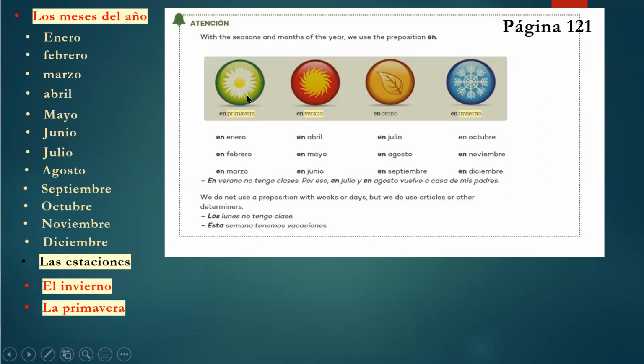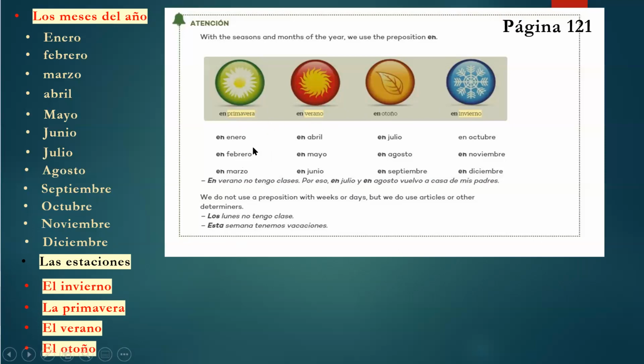Then we go back here. I guess because I'm Canadian, I tend to refer to winter first. But anyway, so invierno. Then we have primavera, spring, primavera. I like that word, primavera. Then we have verano, summer, el verano. And then we have el otoño. So anyway, primavera, verano, otoño, invierno.